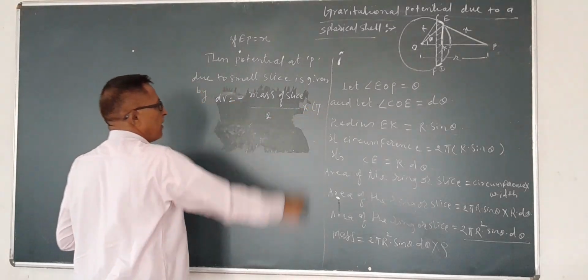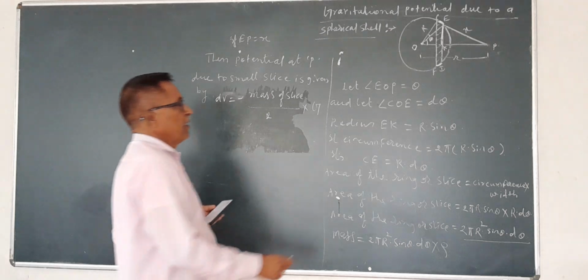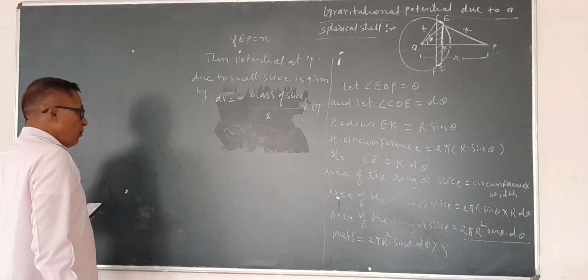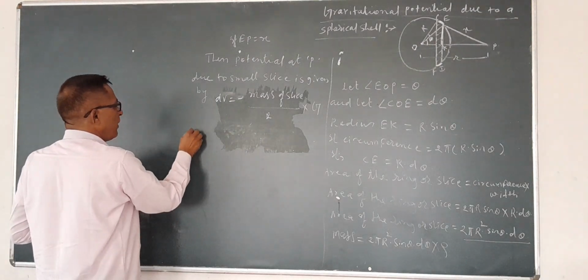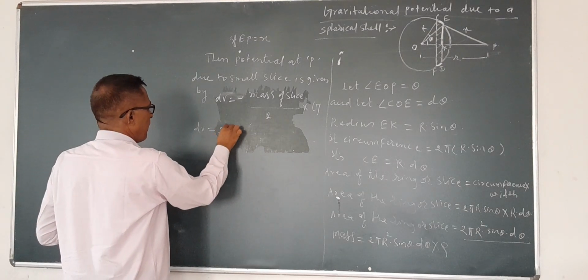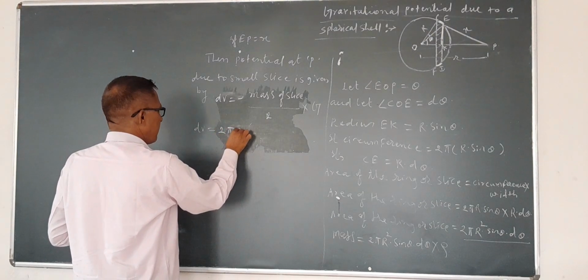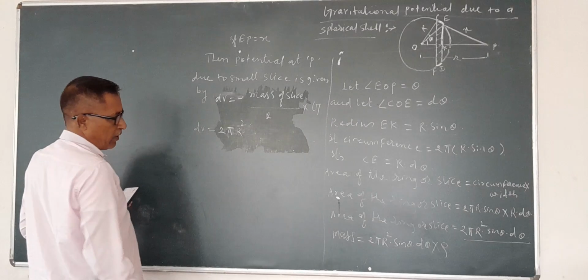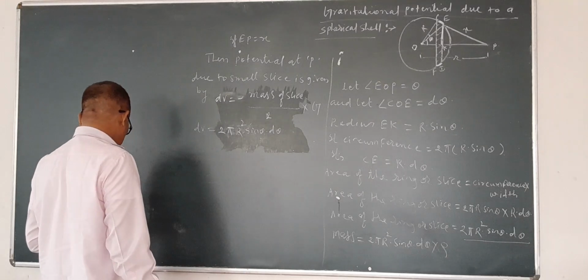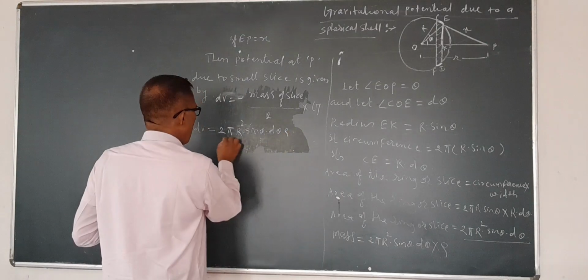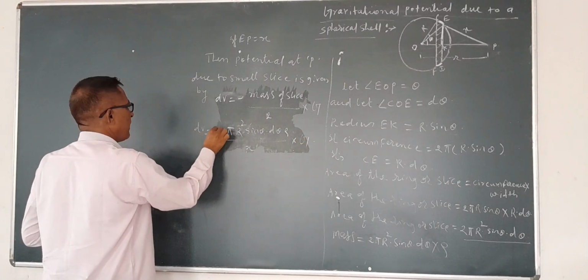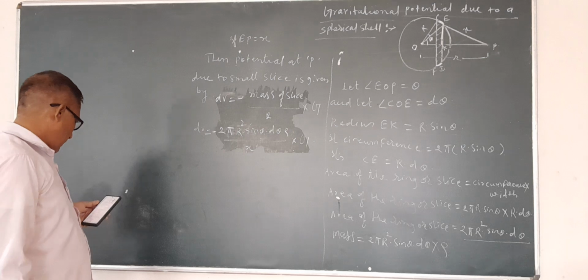This is the potential at point P due to this slice, given by dV. Now put the mass of this slice. Therefore dV equals 2π r² sin θ dθ times ρ upon x times G. Here dV equals minus 2πρ dx.